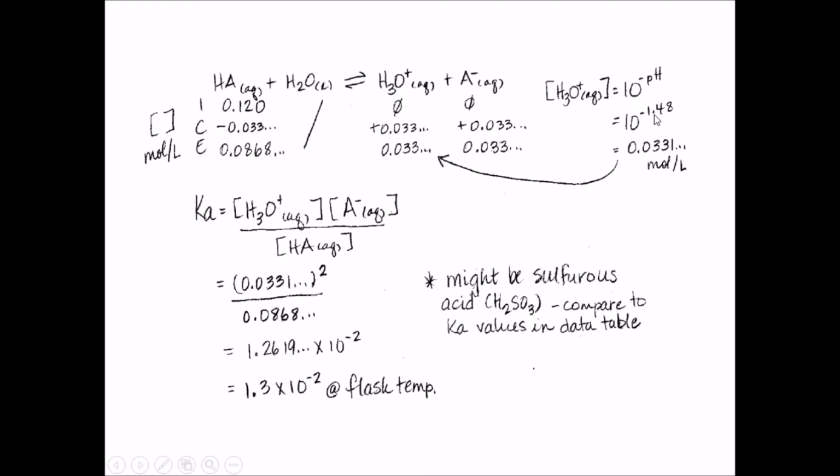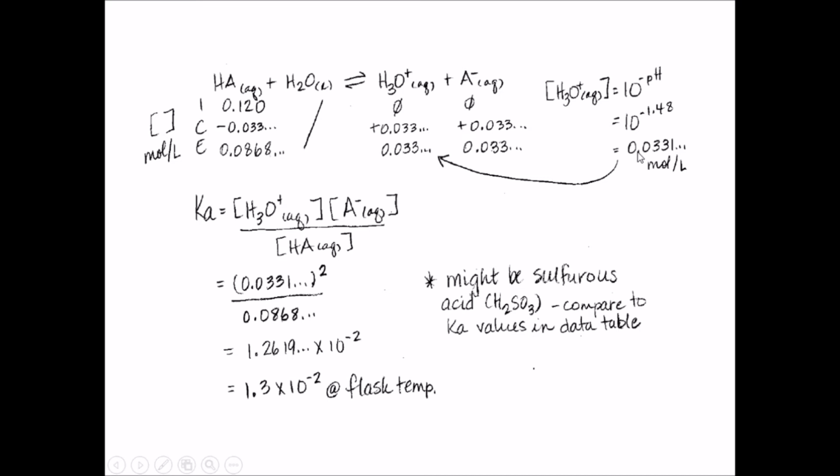The pH was provided in the question. Our concentration of H3O plus is equal to 0.0331 moles per liter. In our ice table, we are starting with the initial concentration of the acid. And remember, this is a weak acid, so it reacts with water to produce H3O plus and its anion. So initially we have 0.120 moles per liter of the acid, and our products are always 0.